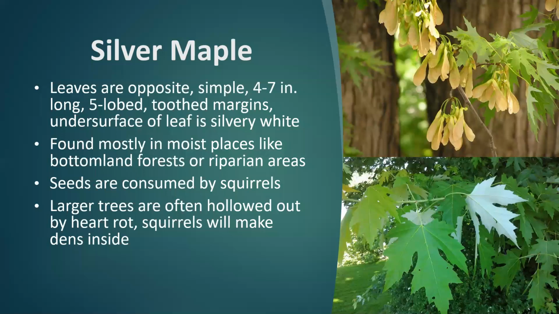But the larger trees are typically hollowed out by heart rot. And so this kind of leaves a big empty cavity inside the trunk of that tree, and they make excellent squirrel den sites. And so squirrels are very commonly found amongst silver maples, just because silver maples have this very common tendency to get heart rot. And so, again, they do make excellent squirrel denning sites.